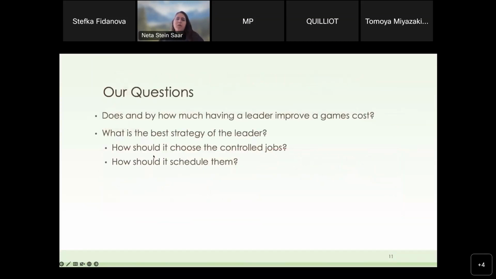So now we want to ask, first of all, can it help us to have a leader in the game? Will it improve the game cost? And also, how can it do it? What is the best strategy for the leader to act? So this divides into two questions. First of all, how should the leader choose the control jobs? And second, how should it schedule them?